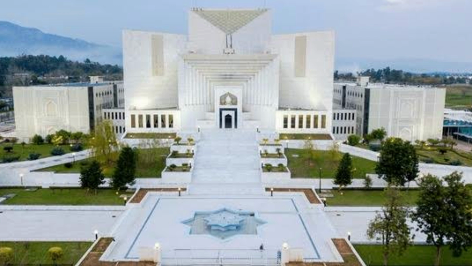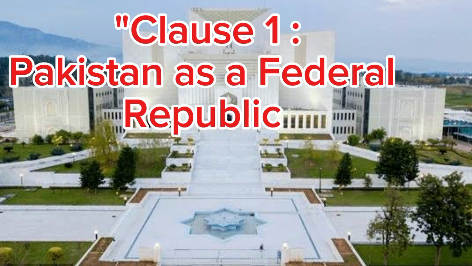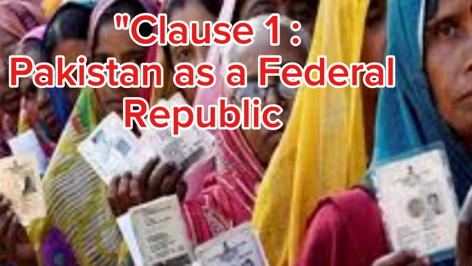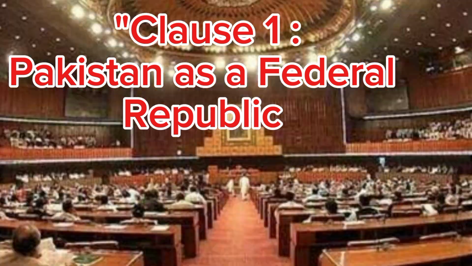Clause 1 deals with: Pakistan shall be a federal republic known as the Islamic Republic of Pakistan. This clause is crucial because it tells us that Pakistan is not just a simple democracy or monarchy. It's a republic where the power lies with the people and their elected representatives rather than a monarch.